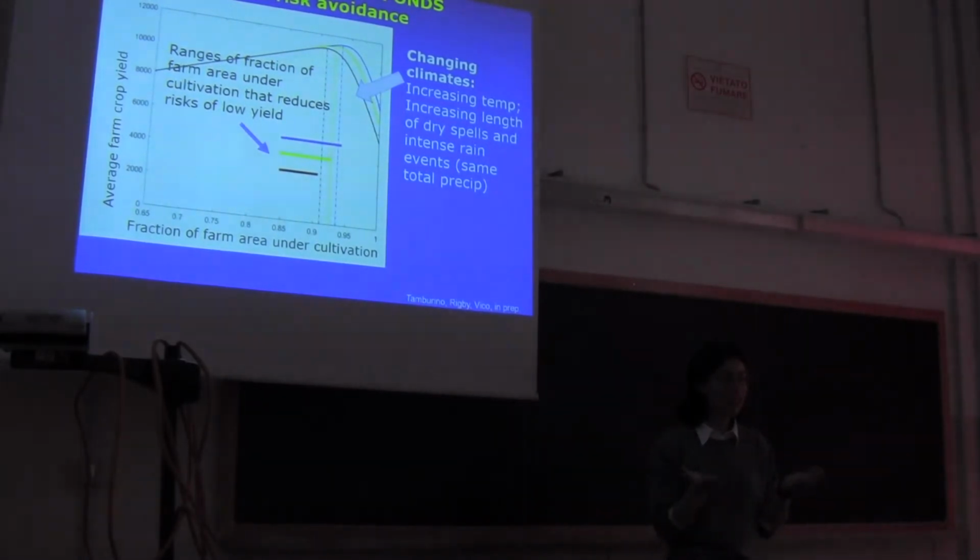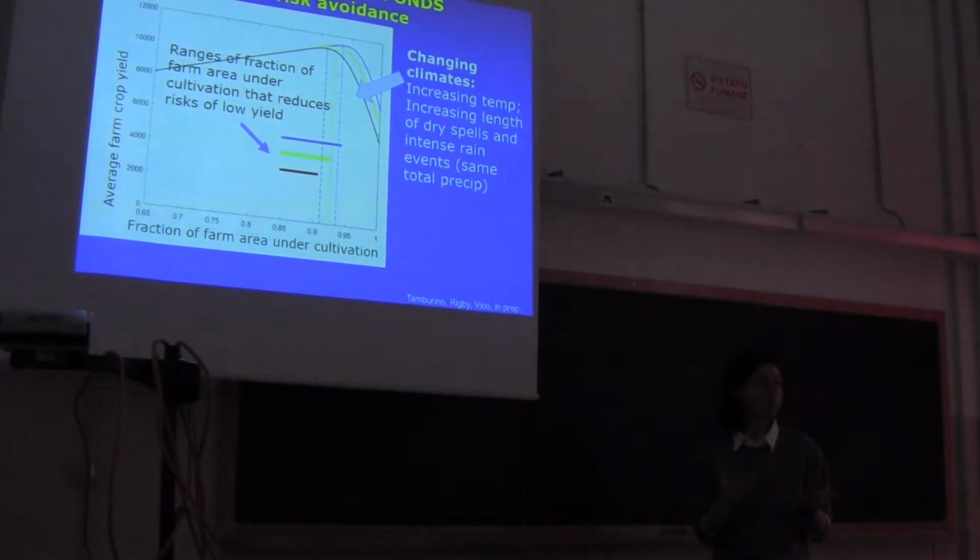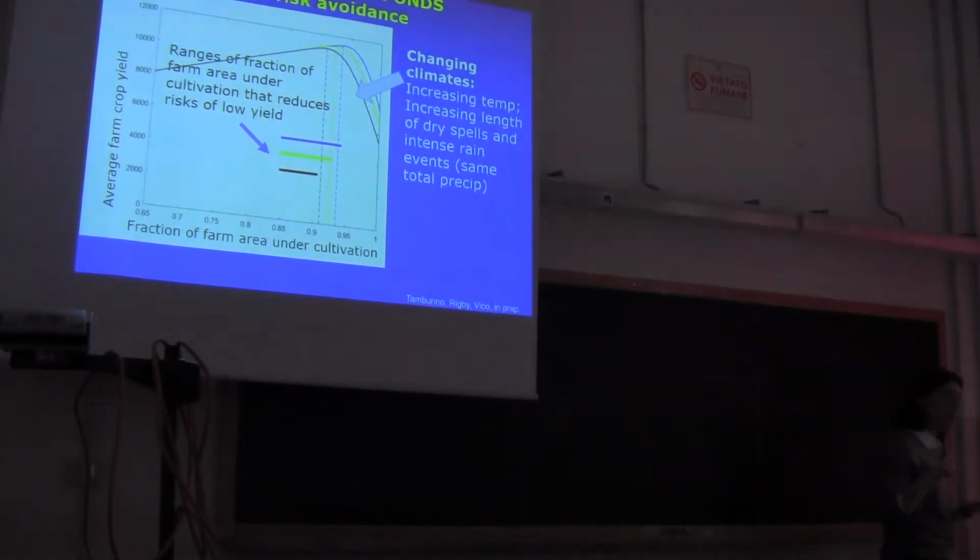So there is a disconnect, an increased disconnect between what you should be doing if you want to maximize the average yield and what you should be doing if you want to minimize the risk of extremely low yield. Again, this means that you are faced with a yield-security trade-off.